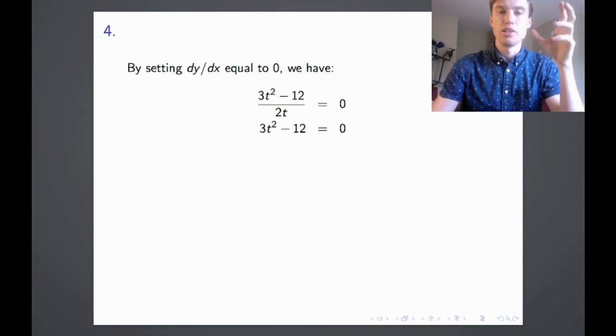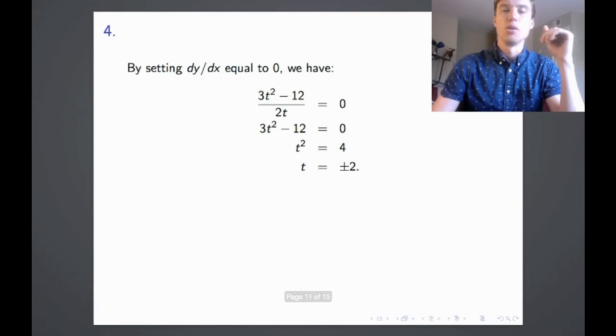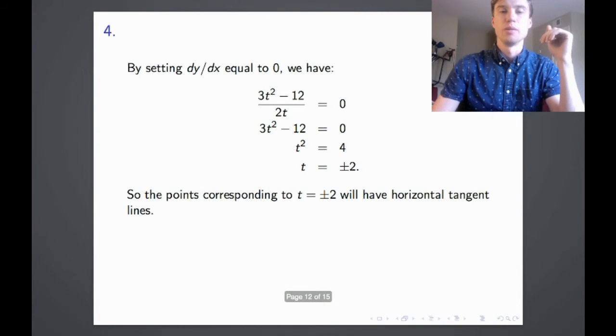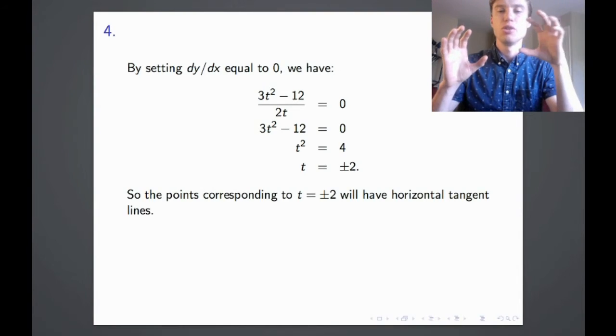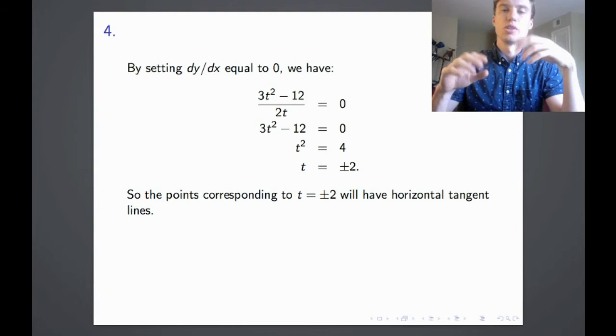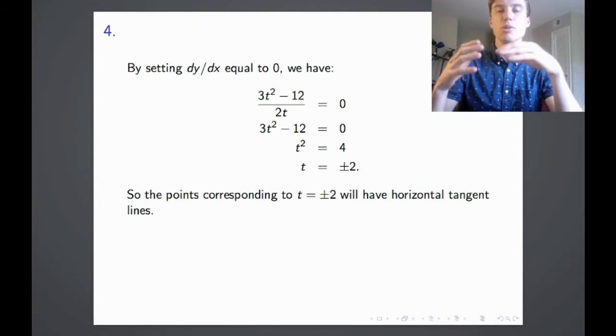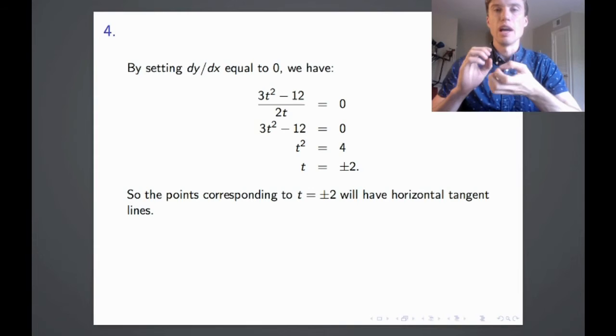We have 3t squared minus 12 is equal to 0. Adding 12 to both sides and dividing by 3, we get t squared is equal to 4, or t is equal to plus or minus 2. Thus we have 2 points, one corresponding to positive 2 and one corresponding to negative 2, at which we have a horizontal tangent line.